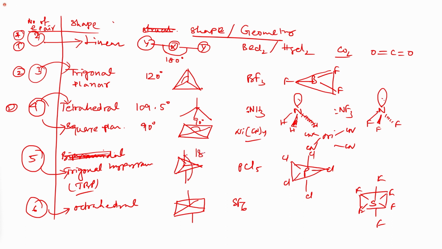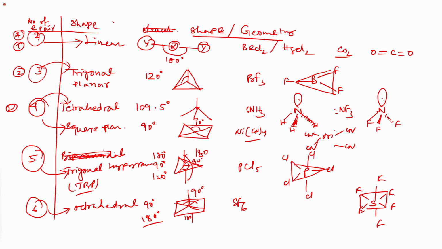Okay, so this angle will be 180 degree, this angle will be 90 degree, and if you see this angle will be 120 degree. So there are various types of bond angles. Okay, 120, 90, 180 degree. Again, here also, if you see, this is the 90 degree. This is the 180 degree. So here also 90 degree and 180 degree bond angle is present. So various types of bond angles are present in the molecules.